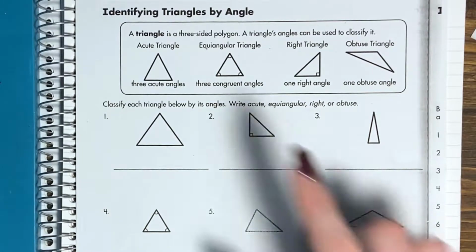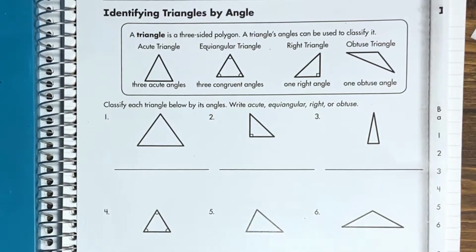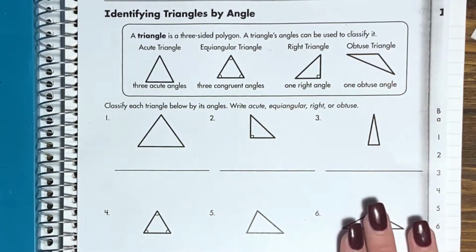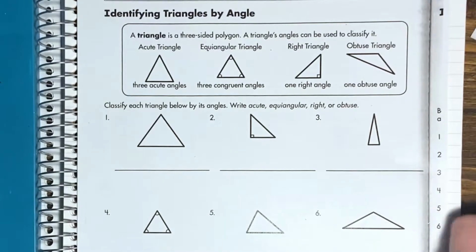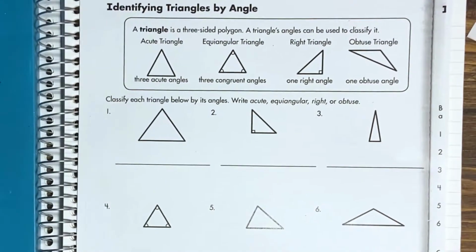We are going to practice identifying triangles by angle, not by side, but by angle. Now, my students have this paper glued in their notebook, so for your independent work, you can do this sheet along with me, and then it'll count as your independent work. So before we get started, let's review up here how to classify triangles by angle.